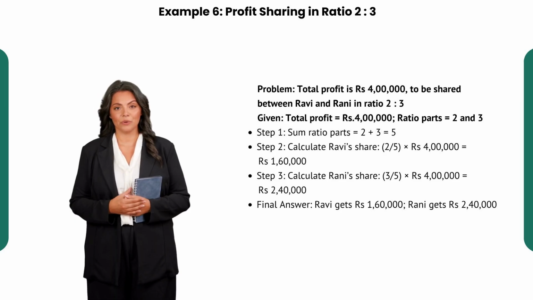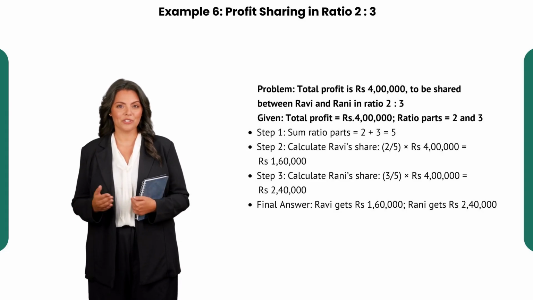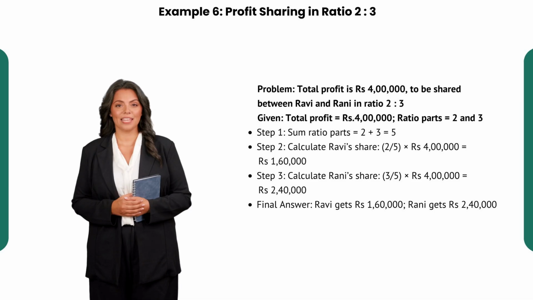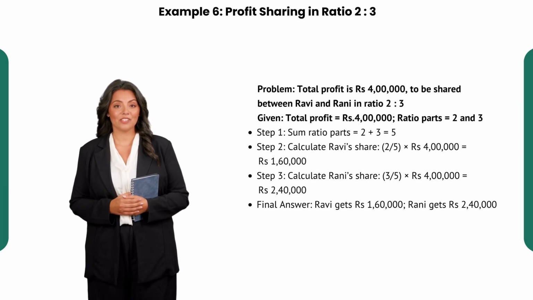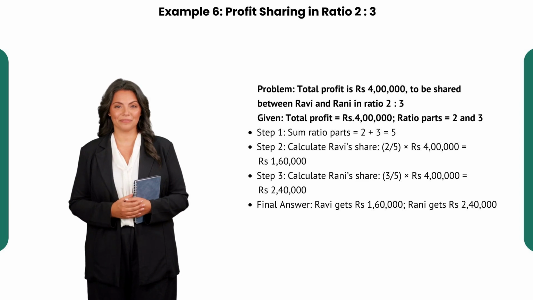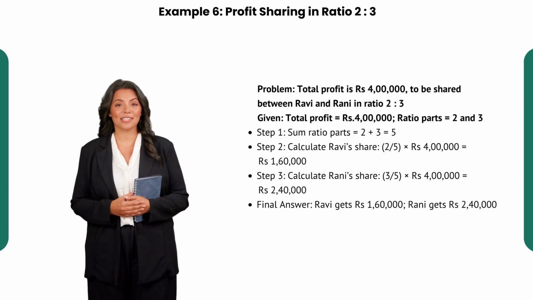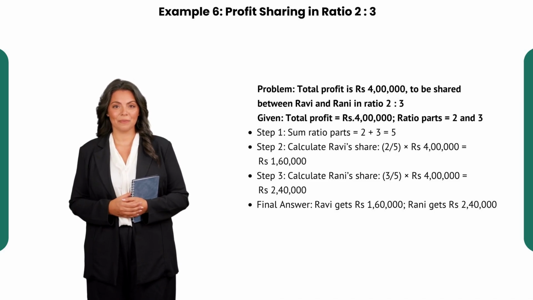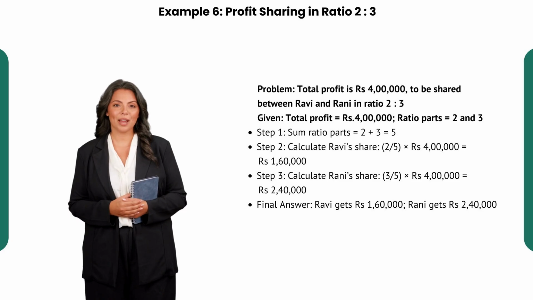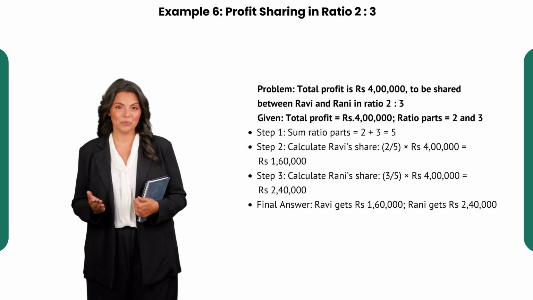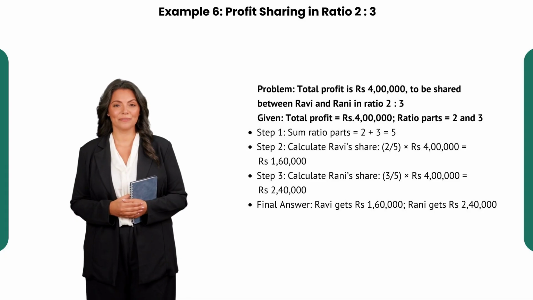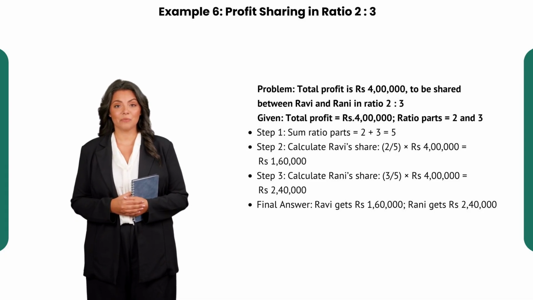Let's apply our sharing rule to a profit-sharing example. Ravi and Rani invest money in the ratio 2 to 3. The total profit made is 4 lakh rupees, and it needs to be divided according to this ratio. Step 1. Add the parts of the ratio. 2 plus 3 equals 5 parts total. Step 2. Calculate Ravi's share. He receives 2 parts out of 5, so multiply 2 divided by 5 by rupees 4 lakh, which equals rupees 1,60,000. Step 3. Calculate Rani's share.